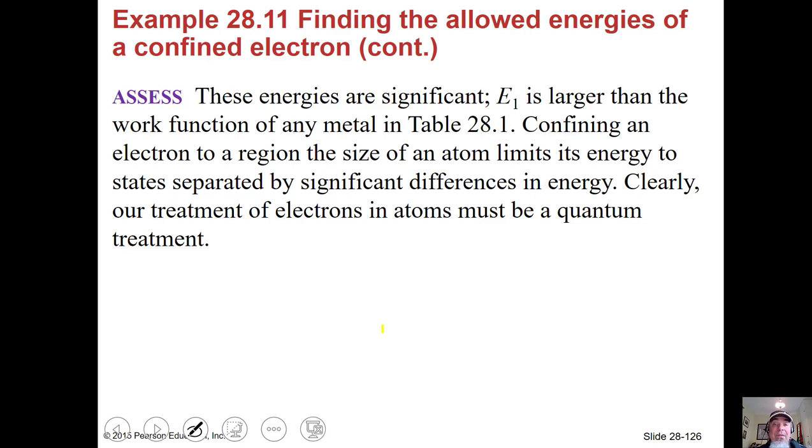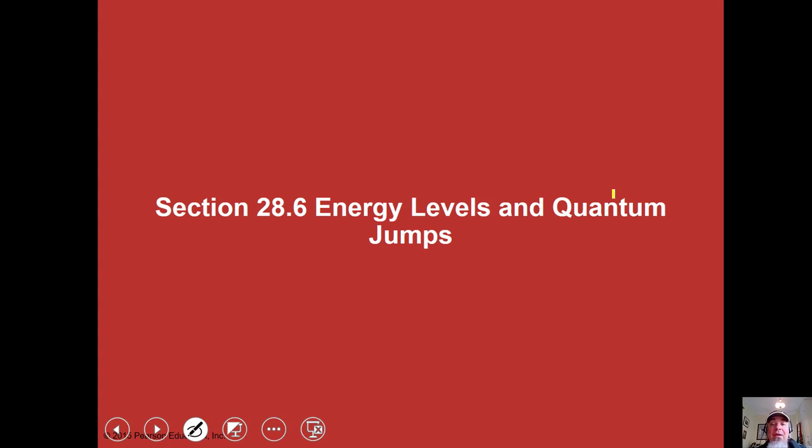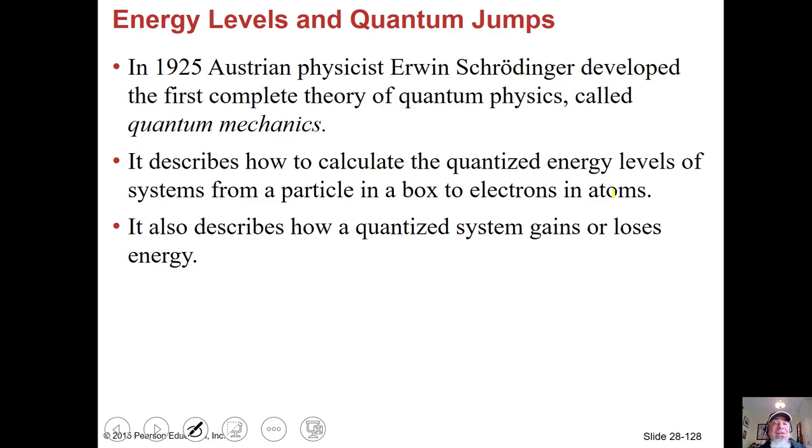Okay, and those are the only allowed energies. These energies are significant. E1 is larger than the work function of any metal. So confining an electron to a region the size of an atom limits its energy to states separated by significant differences of energy. Clearly, our treatment of electrons and atoms must be a quantum treatment. Okay, and we'll see that in this chapter and the following chapter. Okay, good. Energy jumps and quantum jumps, quantum leaps maybe.